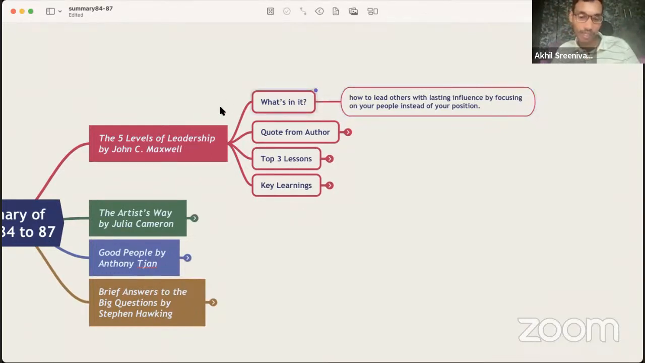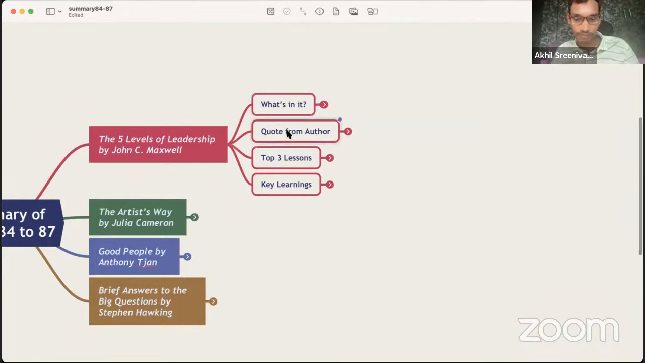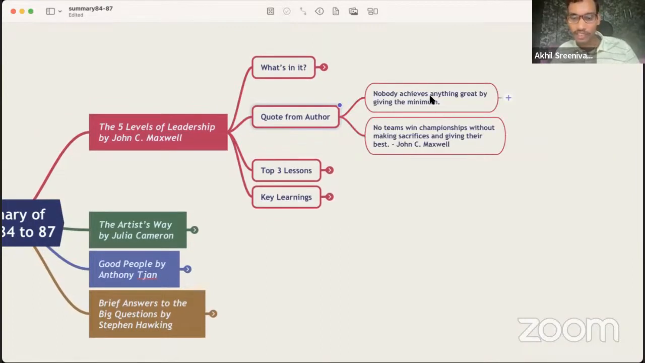So let us hear from the author himself. Nobody achieves anything great by giving the minimum. If you want to achieve the great, you need to put in the maximum. No team wins championships without making sacrifices and giving their best, said John C. Maxwell. What he's saying is that you need to put in your 100% to make your team win as well as you win in the world.